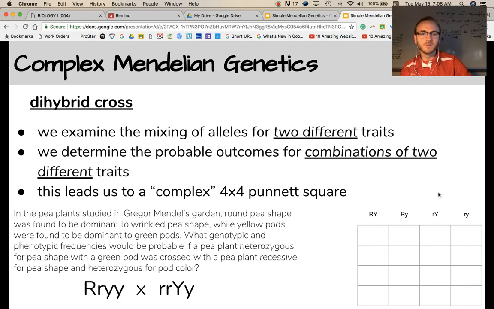And now we have to fill things in down the side, and the way that we do that is we take the R's from the second parent and we cross them with the Y's of the first parent.